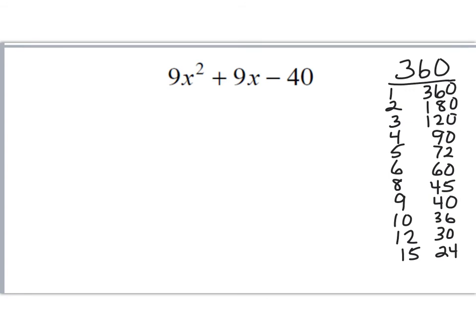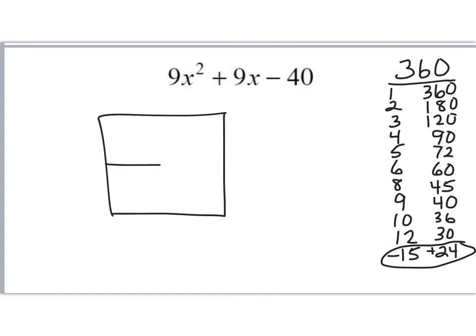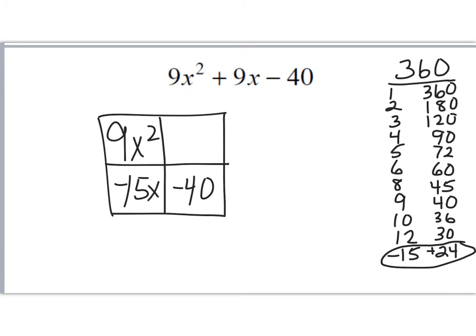Whew. I think I finally found it. The 15 and the 24. And since the 9 is positive, my bigger number must be positive. Okay, time to make my box. Just a real easy 2 by 2. Put my 9x squared here and my negative 40 here. And then in this other diagonal, I'll have a negative 15x and a positive 24x.